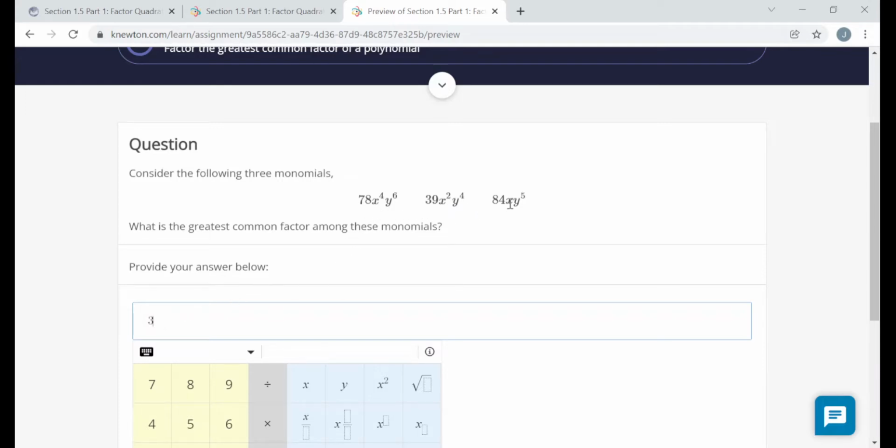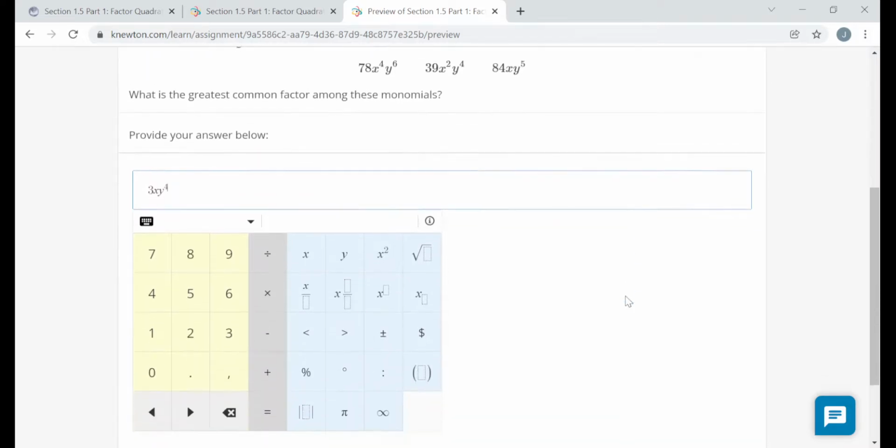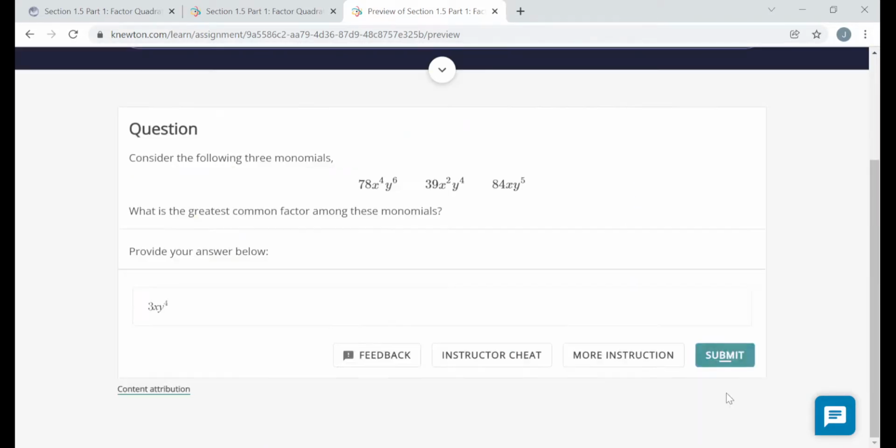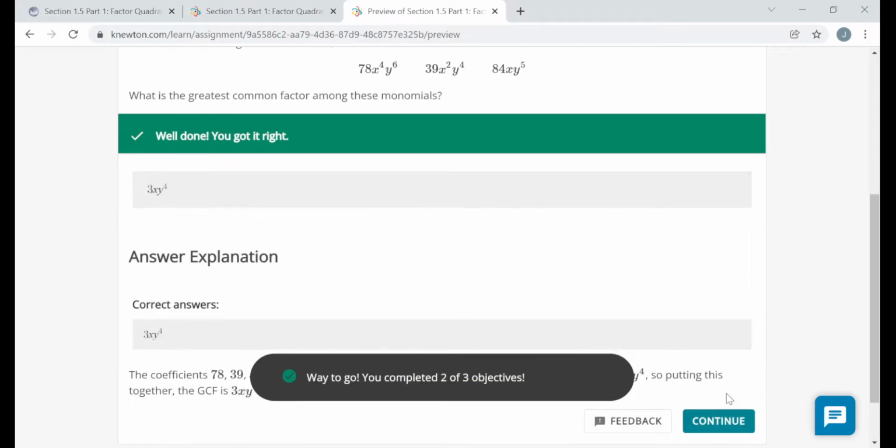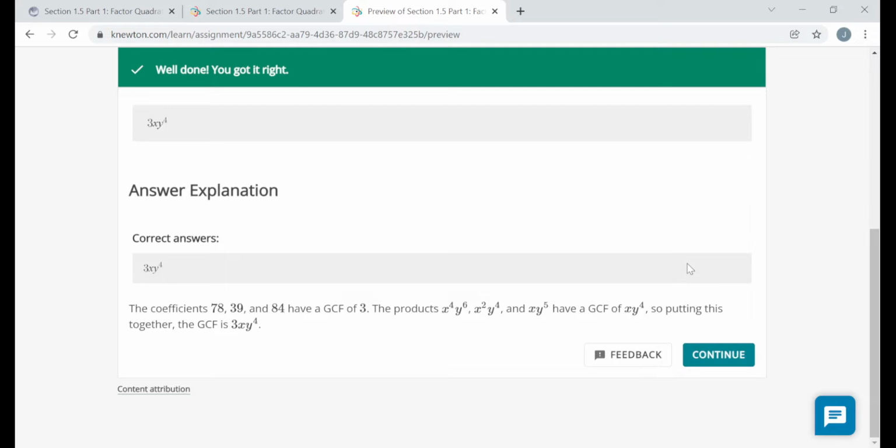And then all the terms have x to some power, but the lowest one is x to the first, so 3 times x. And then they all have y to some power, and the lowest power is the 4th, right? So 3x, y to the 4th would be the greatest common factor of those 3 monomials. Great. And again, you can write it on paper. I did it for 2 of them already, so I'm hoping that just listening to me will help here.